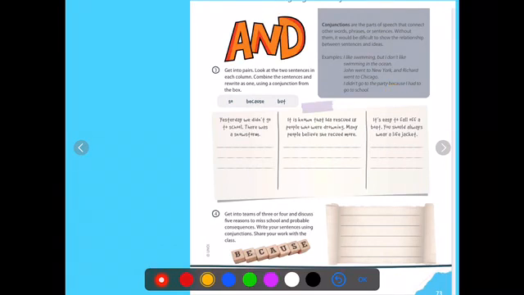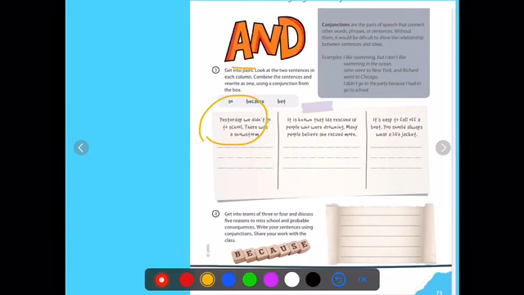Now, it says get into pairs. Okay, ignore that part. You're going to do it alone. Look at the two sentences in each column. Combine these sentences and rewrite them as one using conjunctions from the box. So here we have, yesterday we didn't go to school. There was a snowstorm.